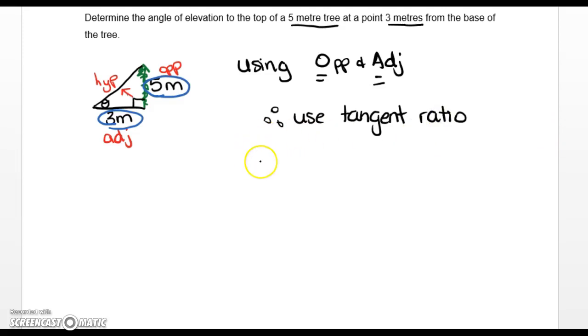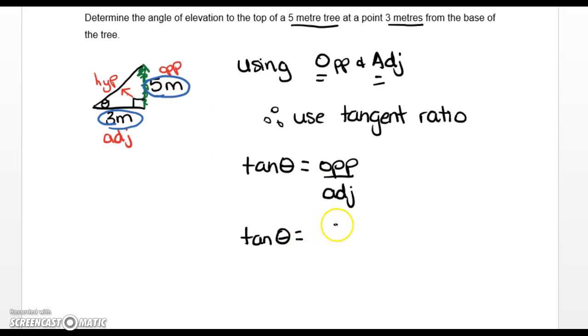So I'm going to start off by writing my ratio. We have tan of theta is equal to my opposite over adjacent. And then I'm going to fill in what I know. I'm looking for my angle, so I'm just going to rewrite this as tan of theta, that's equal to my opposite, which is 5, and my adjacent, which is 3.